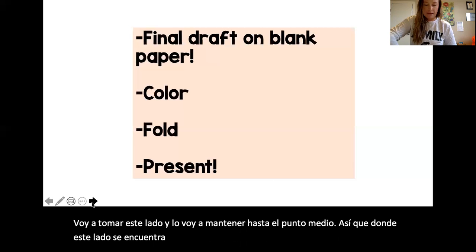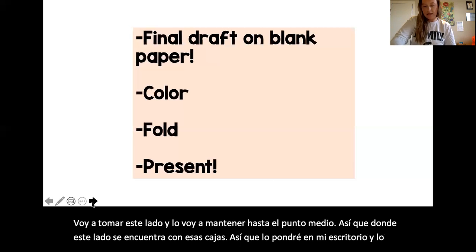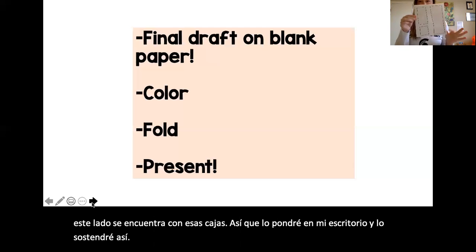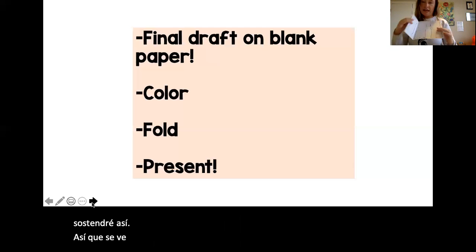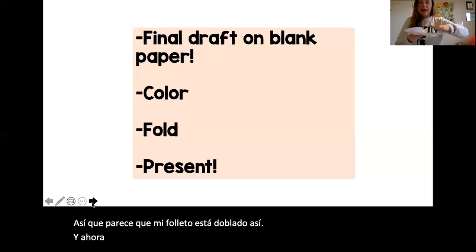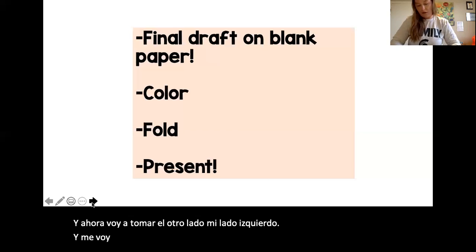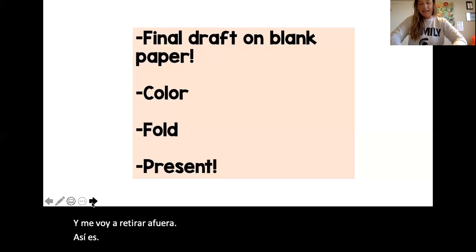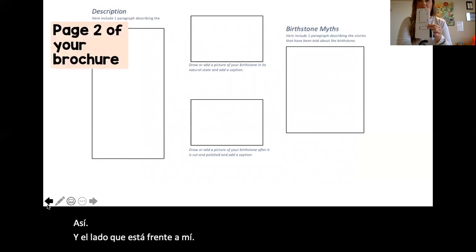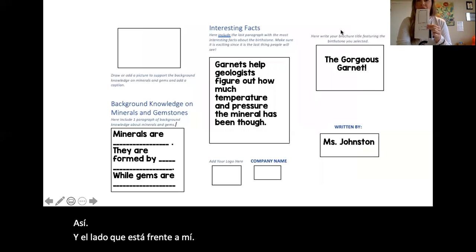So I'm gonna put it on my desk and I'm gonna fold it like this. So it looks like this. My brochure is folded like this. And now I'm gonna take the other side, my left side, and I'm gonna fold that side over. So it is now skinny, like this. And the side that is facing me is this side right here, the title and the written by side.